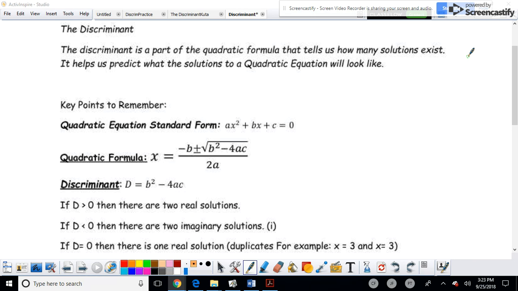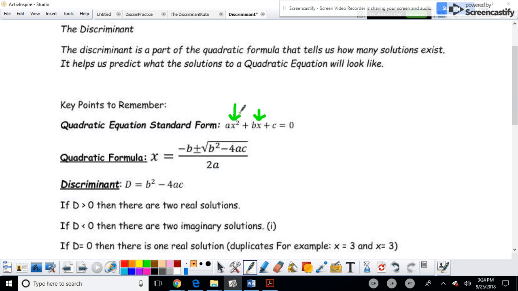Okay, what solutions are you talking about? Great question. Glad you asked. I'm talking about the solutions to a quadratic equation. So here we have a quadratic equation. They're going to be in this standard form right here. And if I ever wanted to solve for x, that means I'm looking for the solutions. The discriminant helps me predict what those solutions will look like.